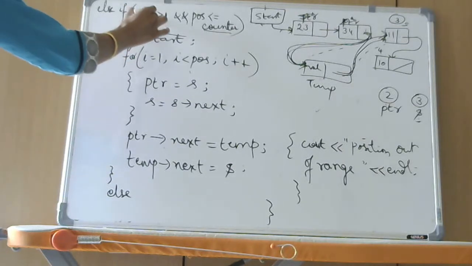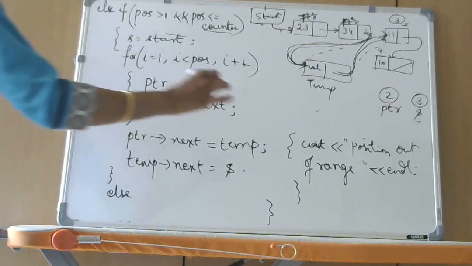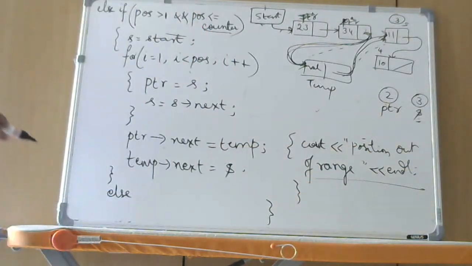Else means what? Position may be greater than 1, but it is not less than or equal to counter. So you will write it as out of range. So this is how you try to insert at a particular position. Next we will see how we can insert before an element.